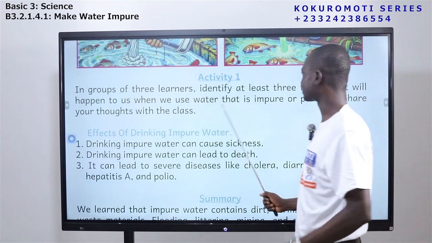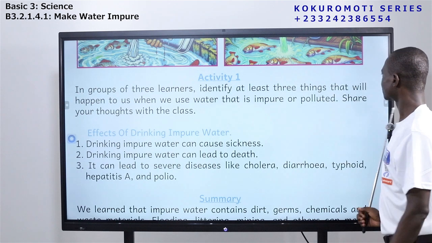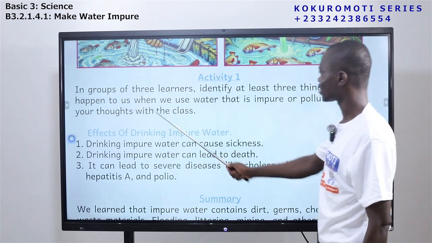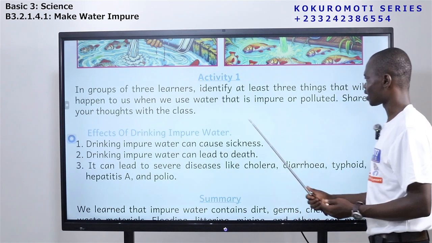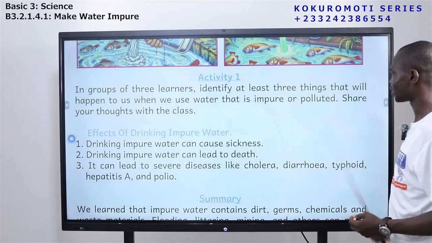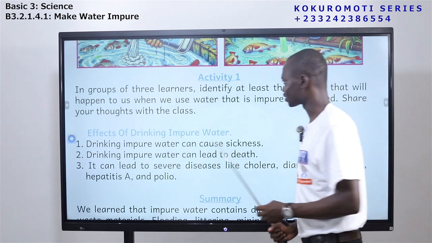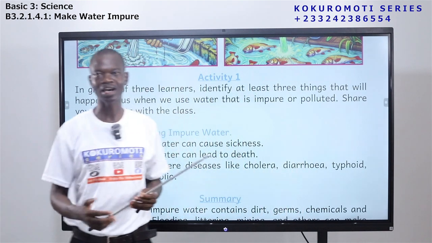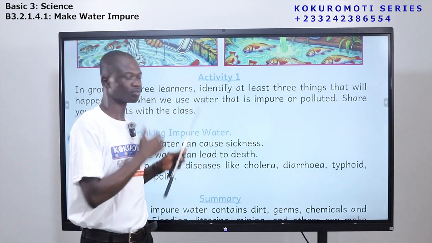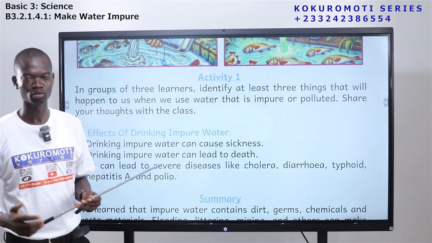Okay, so there is an activity here. In groups of 3 learners, identify at least 3 things that will happen to us. Identify 3 things that will happen to us when we use water that is impure or polluted. Share your thoughts with the class. So if you drink water from these sources, this polluted water, if you drink water from such places, what do you think will happen to us?